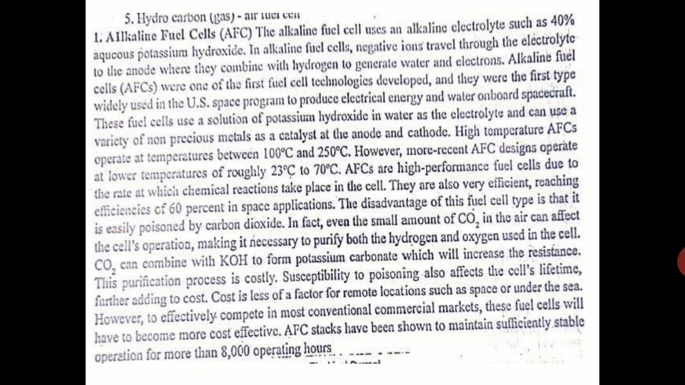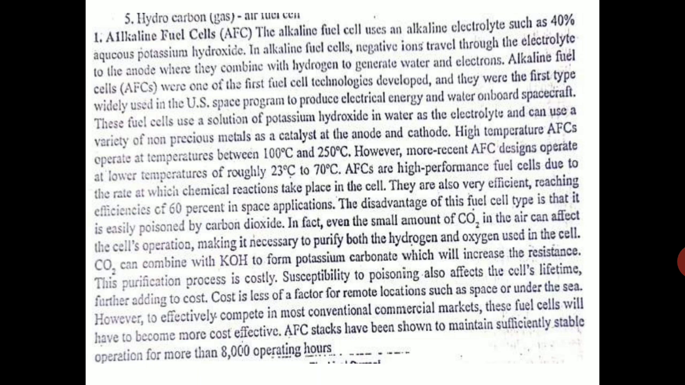The alkaline fuel cell uses an alkaline electrolyte such as 40% aqueous potassium hydroxide, KOH. In alkaline fuel cells, negative ions travel through the electrolyte to the anode, where they combine with hydrogen to generate water and electrons. Alkaline fuel cells were the first fuel cell technology developed, and they were the first type widely used in the US space program to produce electrical energy and water on board spacecraft.